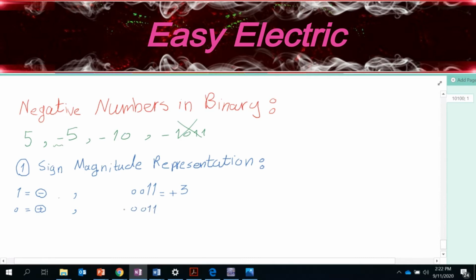The bit that you have on the left side is showing the sign. If you want to say negative 3, definitely you need to put 1 here. And if you want to represent positive 3, it should be 0, because 0 means positive and 1 means negative in sign magnitude representation.